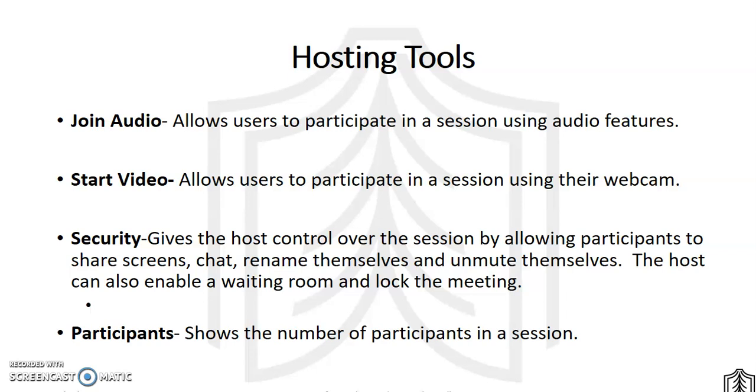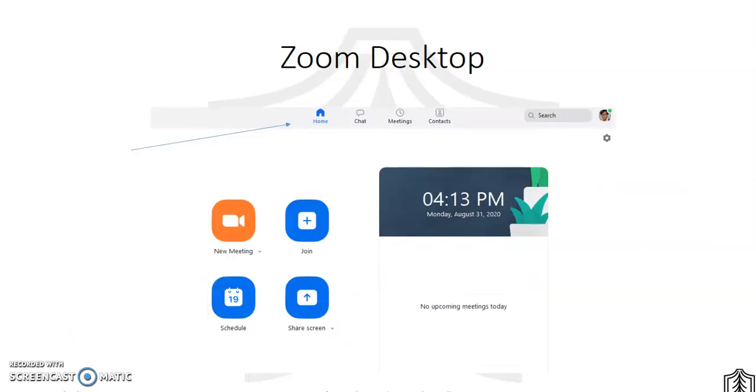Security. We talked about that a little bit already. Again, security gives the host control over the session. That allows participants to share screens, chat, rename themselves, and unmute themselves. Participants is another button that shows the number of participants in that session. Zoom has a desktop, and we're going to cover these: home, chat, meetings, and contacts.